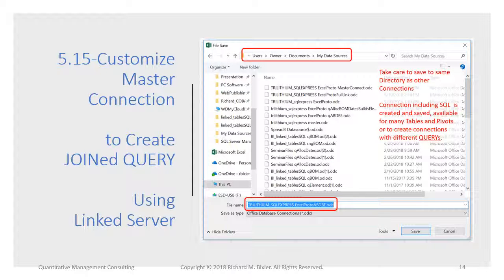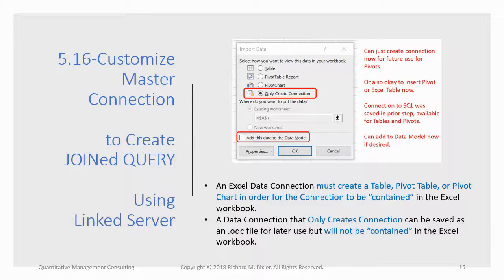From Export Connection File, navigate to your Documents My Data Sources directory. Name the connection file like the project name with a query abbreviation, like my ABDBE. Use file type .odc and click Save. Back in Connection Properties, click OK when the export completes. Now you're back to the Import Data pane.